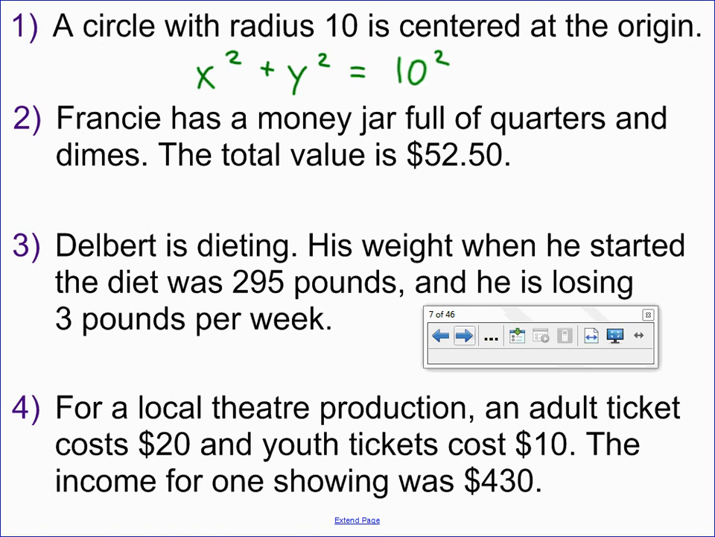Francie's got a money jar full of quarters and dimes. The total value of that money jar is $52.50, right? So what would that look like as an equation? Emily?